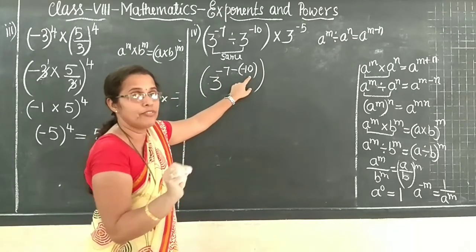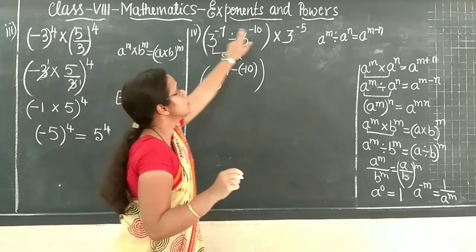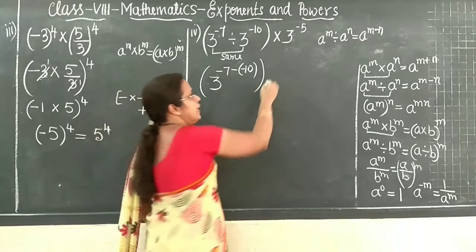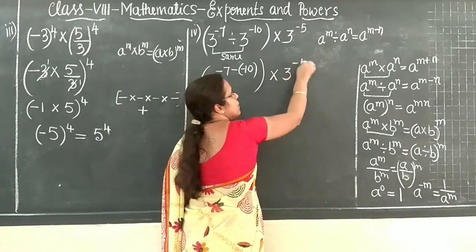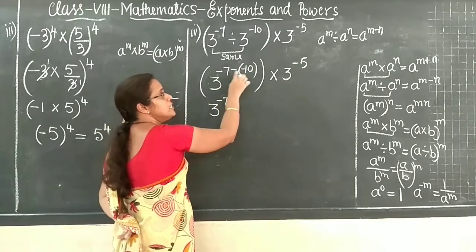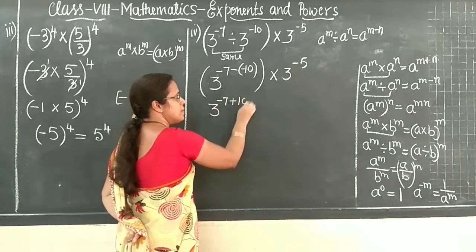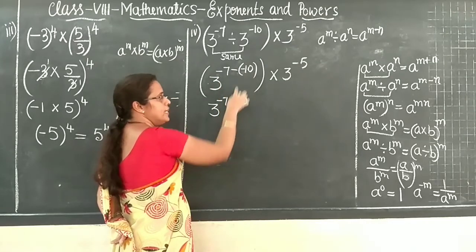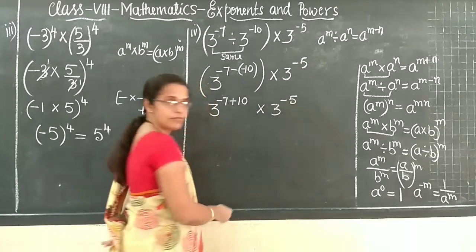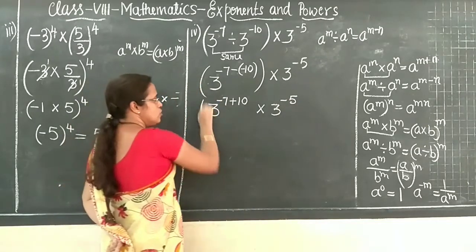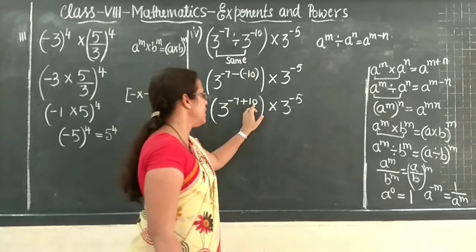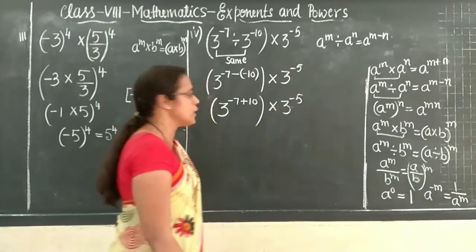Now you should be very careful. Why? Because this is also minus, this is also minus, middle sign is also minus. Got it? Into 3 to the power minus 1. Next, 3 to the power minus 7 minus into minus plus 10 into 3 to the power minus 1 as it is there. Okay children, so now we solve first. 3 to the power minus 7 plus 10 into 3 to the power minus 5 is there children.